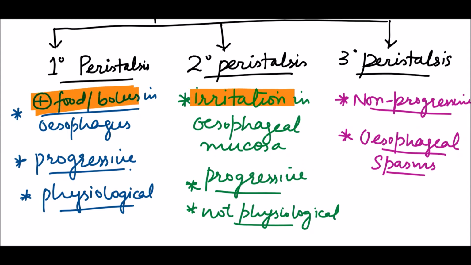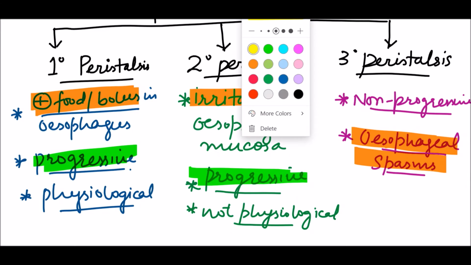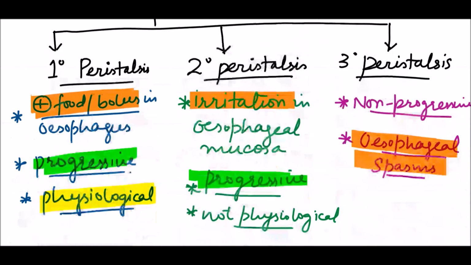Important things that we need to remember: in primary peristalsis, presence of food; in secondary peristalsis, irritation of GI mucosa; in tertiary peristalsis, the esophageal spasm. Primary and secondary are progressive in nature, whereas tertiary peristalsis is non-progressive. And primary peristalsis is physiological, whereas secondary peristalsis is not a physiological process. So these are the different types of peristalsis that we need to know. Now let us try to understand the mechanism of peristalsis.